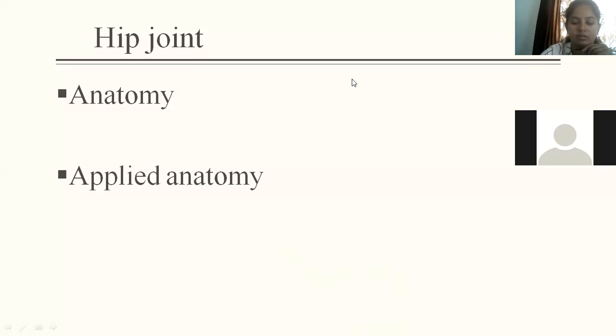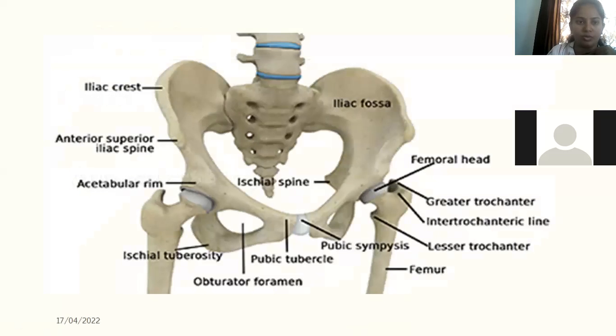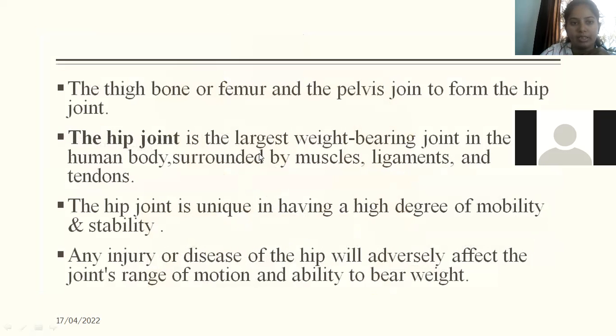So basically, the anatomy. First, I'm going to cover the anatomy. So this is the spine. Okay, this is the pelvis, sacrum, then the pelvis inlet and outlet, and this is the femur, and this is the hip joint. The head of the femur is articulated with the hip bone, acetabular notch. So I'm going to take it in detail. Basically, the thigh bone or the femur and the pelvis are joined to form the hip joint.